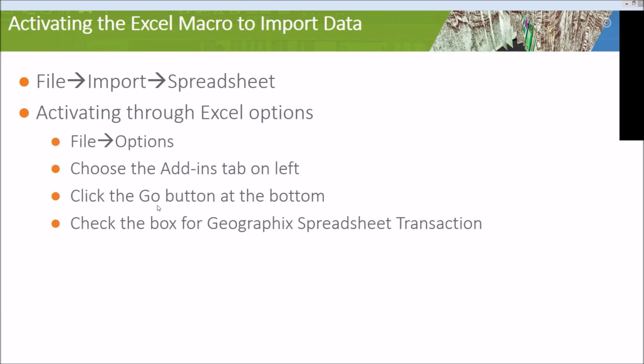And then from there will be a checkbox for the GeoGraphix spreadsheet transaction. Once you check that box, again, it'll prompt you for whether this is going to be Wellbase, LeaseMap, or SizeBase. Choose the one you want to import the data for, and it'll activate the add-ins. We'll go through an example of that, showing what that looks like and how to get there. I'll show you guys an example here in just a second, for activating through the other method.